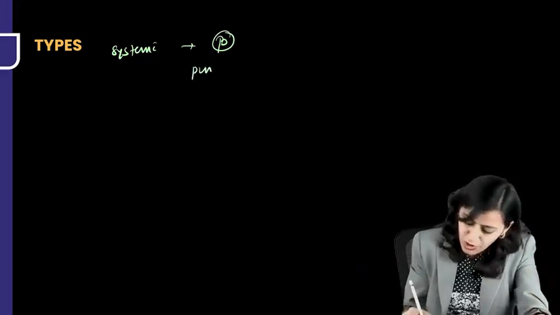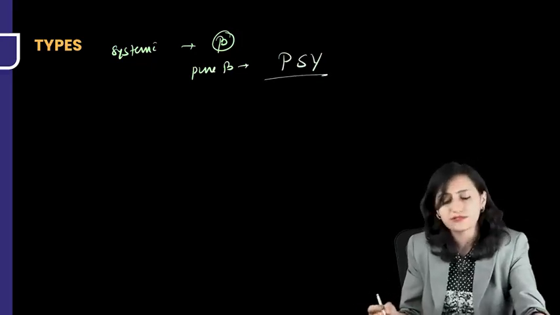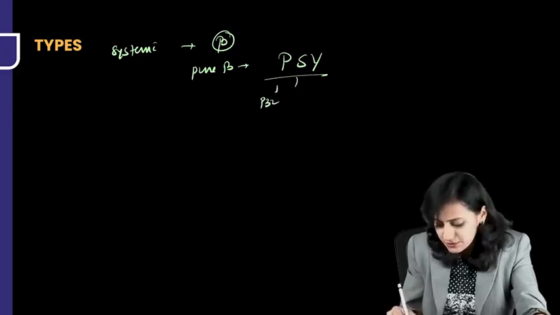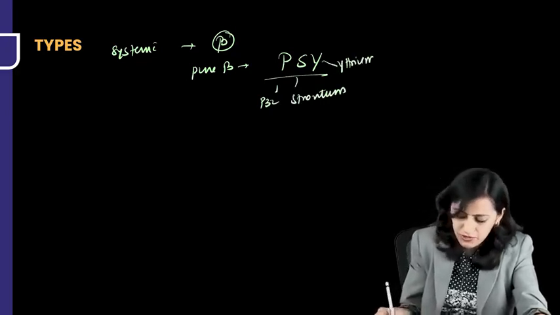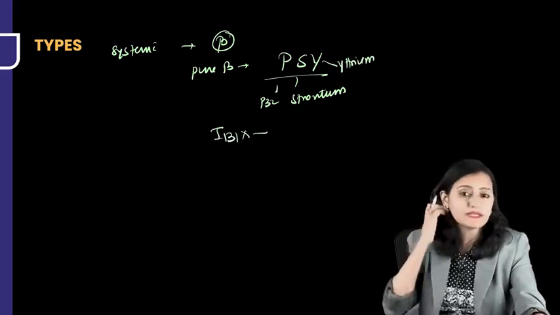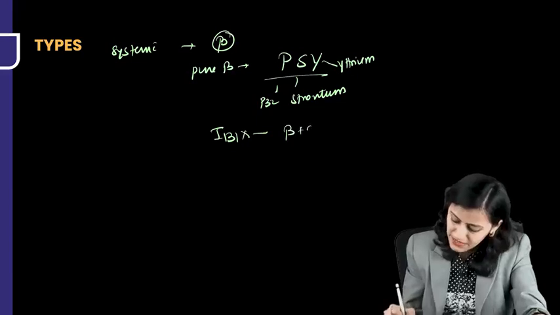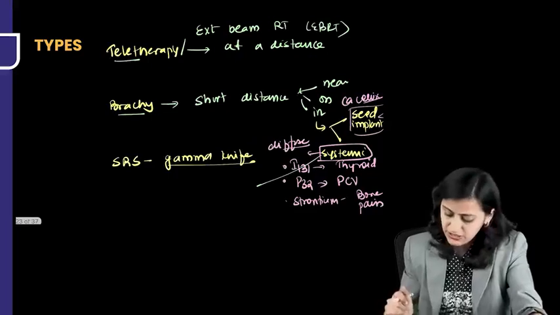So which are the pure beta emitters? Remember PSY, phosphorus 32, strontium and yttrium are pure beta emitters. Iodine 131 is not a pure beta emitter. It emits beta plus gamma rays. Okay, it emits beta plus gamma rays. So this is about brachytherapy.